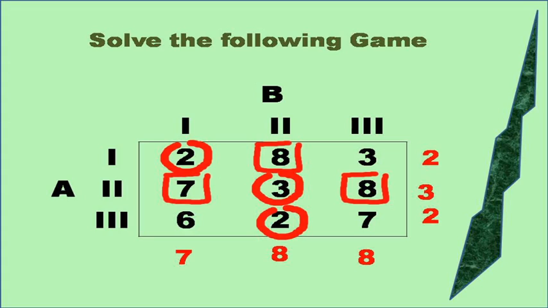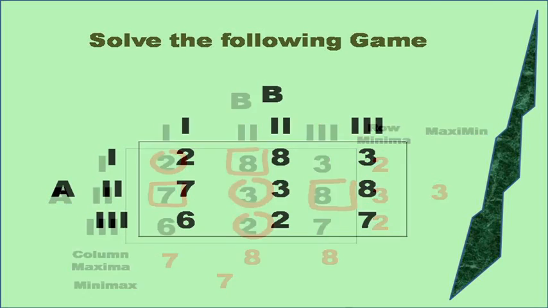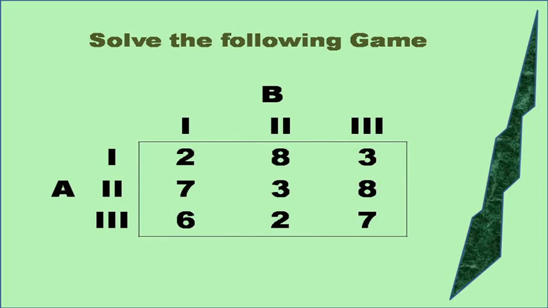So here we have row minimas, that is 2, 3, 2, and column maximas 7, 8 and 8. Maximin will be the maximum value of the row minimas, that is 3, and minimax will be the minimum value of the column maximums, that is 7. So we have seen that the maximin and minimax are not equal, that is, the game does not have a saddle point. So we have to use the rules of dominance and reduce the size of the matrix.